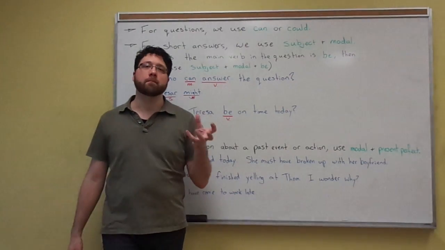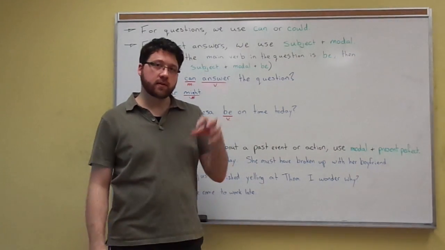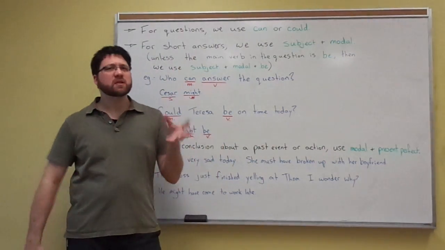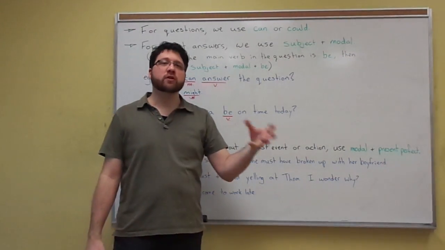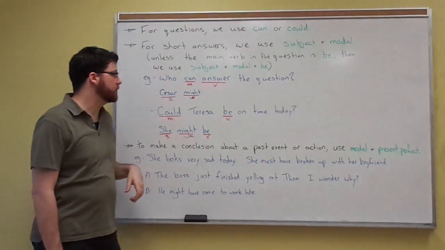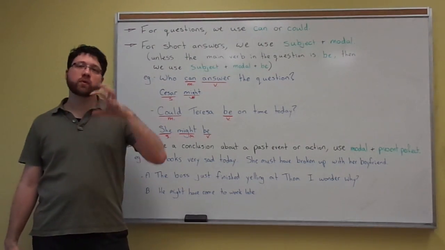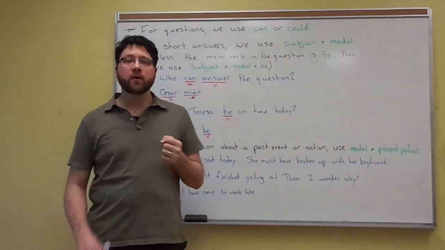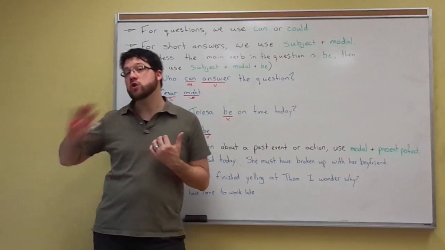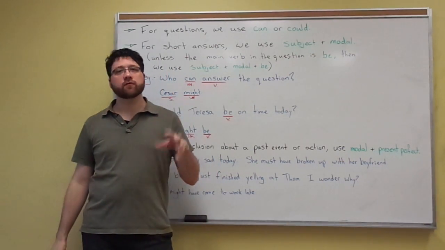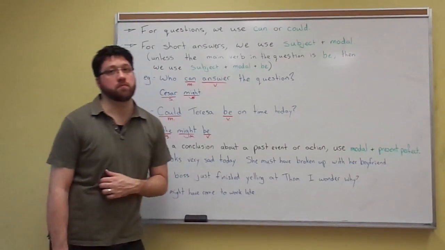Alright. Finally, time. Using tense. Most of our conclusions are in the present. They talk about now, or sometimes the future, and we're talking about an action in the future, maybe just a little bit in the future. However, if we want to make a conclusion about an action from the past, or an event from the past that we do not know about, we have to use a different form. And here we use a modal plus our present perfect form.